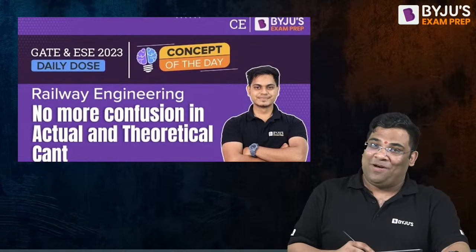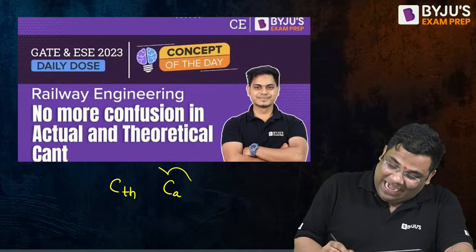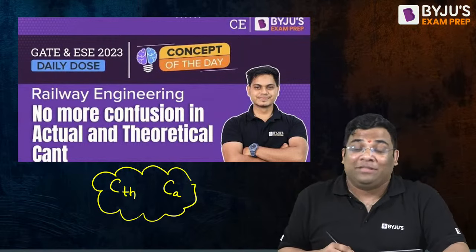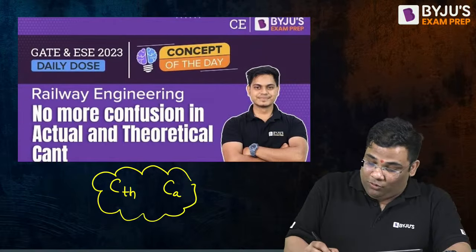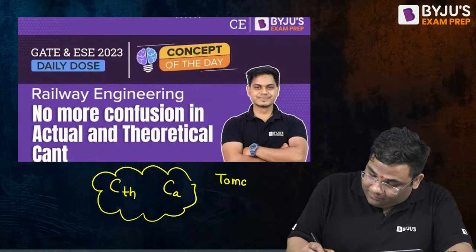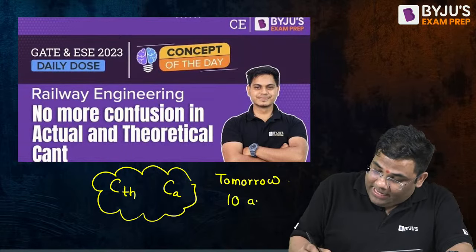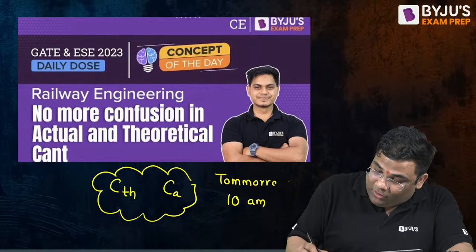Then Joseph sir will be taking, again category 1, theoretical cant and actual cant. Cant was category 1, you see? We are very smart. Tomorrow morning at 10 a.m. Joseph sir will take it. Again, this is a category 1 topic.